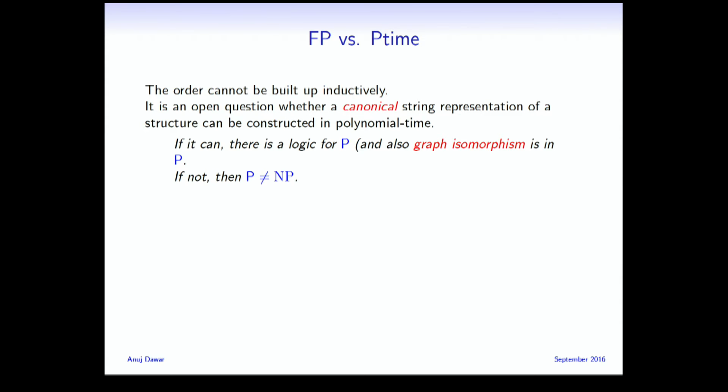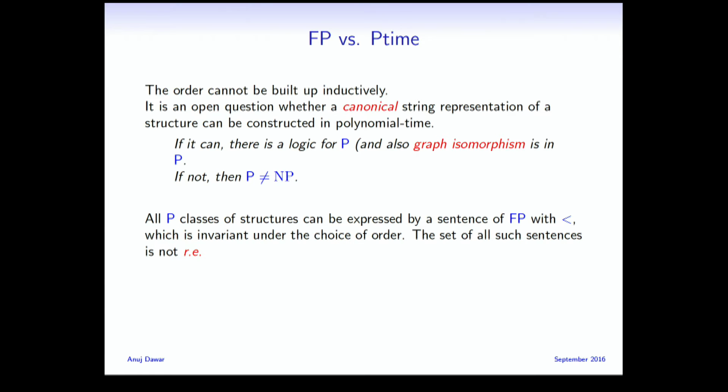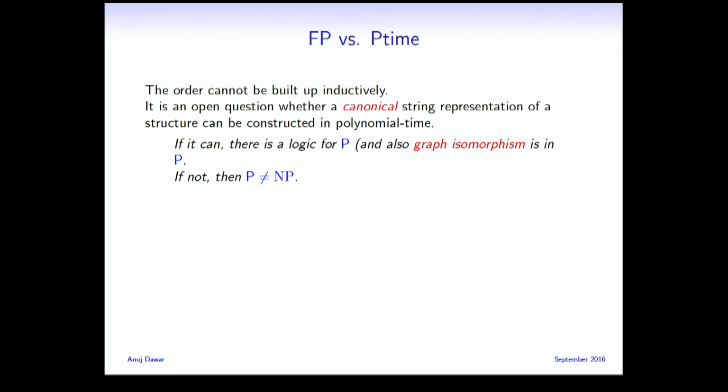If you can't, then P is different from NP, right? So either of these looks like a hard problem to solve. But of course, that doesn't preclude the possibility that you can prove there is a logic for P by some other means, right, without the canonical string representations. Now we know it's quasi-polynomial, right? Constructing a canonical string is quasi-polynomial, thanks to Babai's.